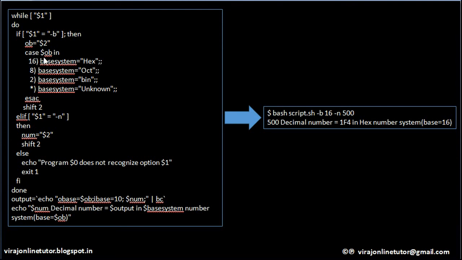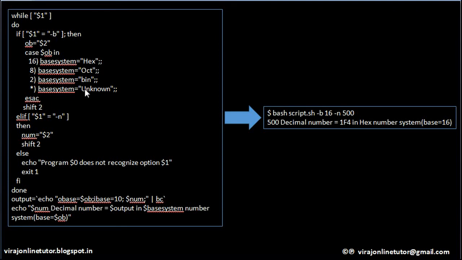Now I am using a case statement to check what are the values contained in this variable OB. Is it in one of these options? So what are these options? 16. If it is 16, then in this variable called base system, assign a value hex. If the contents of OB was 8, assign octal into base system. If the content of OB is 2, assign binary to base system. And if user didn't specify any of these numbers 16, 8 and 2, then you assign unknown to base system. And esac is used to end the case block.